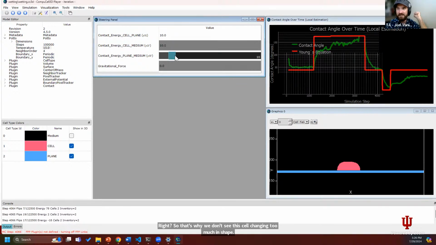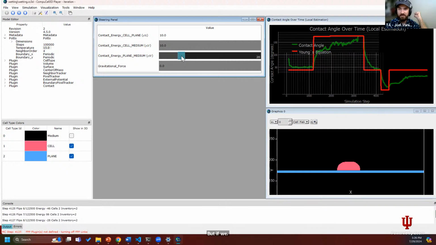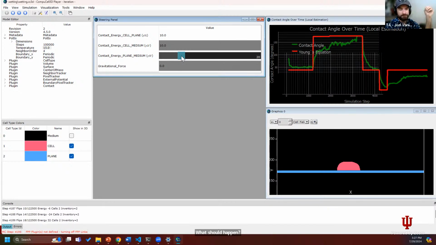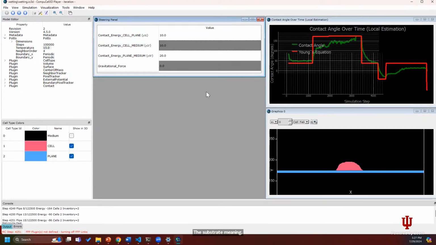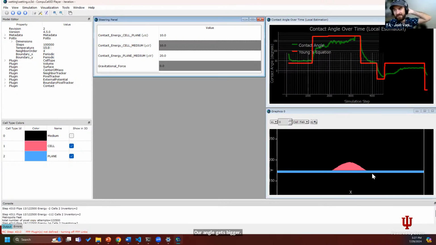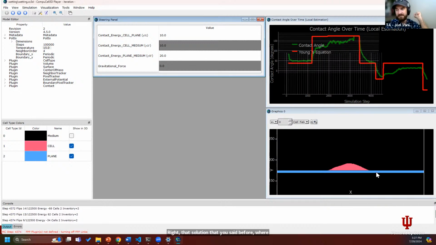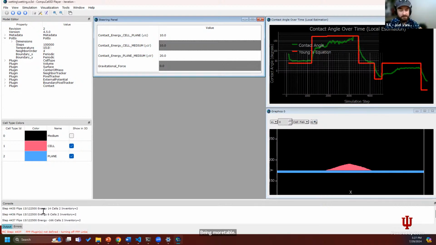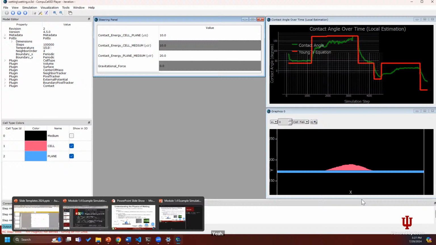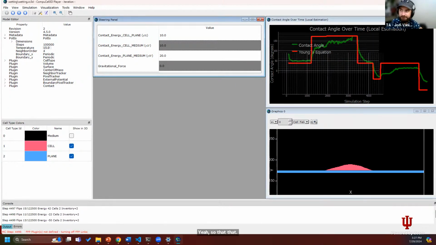But if we increase this one, the plane medium, the substrate medium, what should happen? Our angle gets bigger and reduces wettability. Right, that solution that you said before, where the contact is more wettable over here. Sorry, this wetted angle is smaller, right? Yeah, the contact angle is smaller.